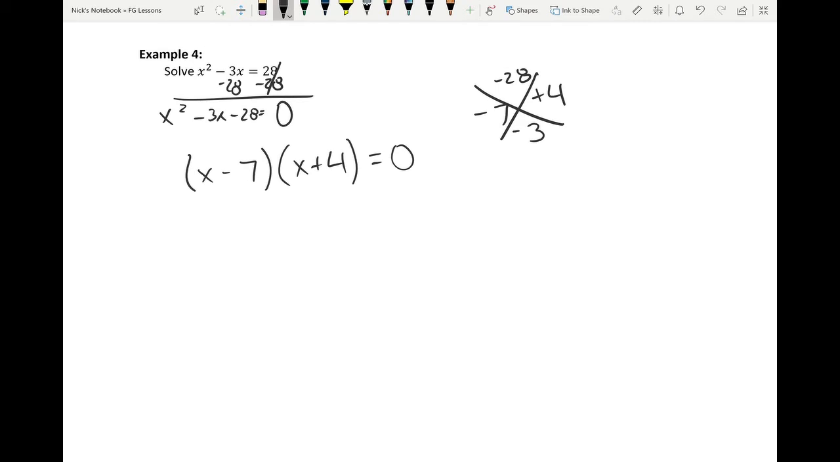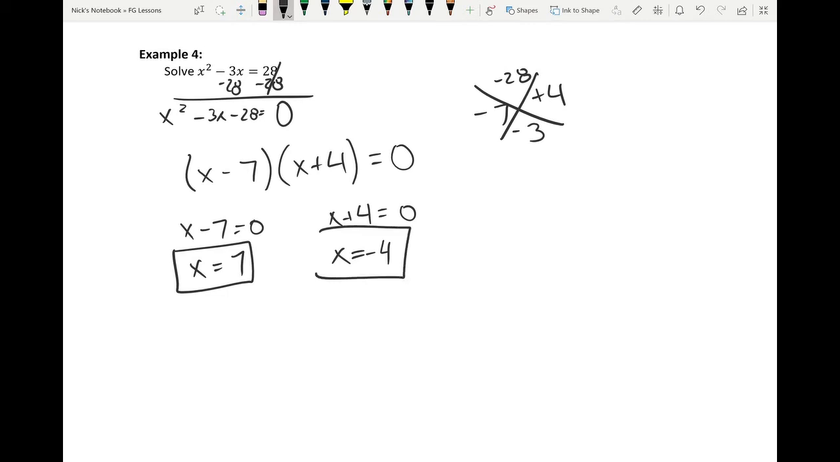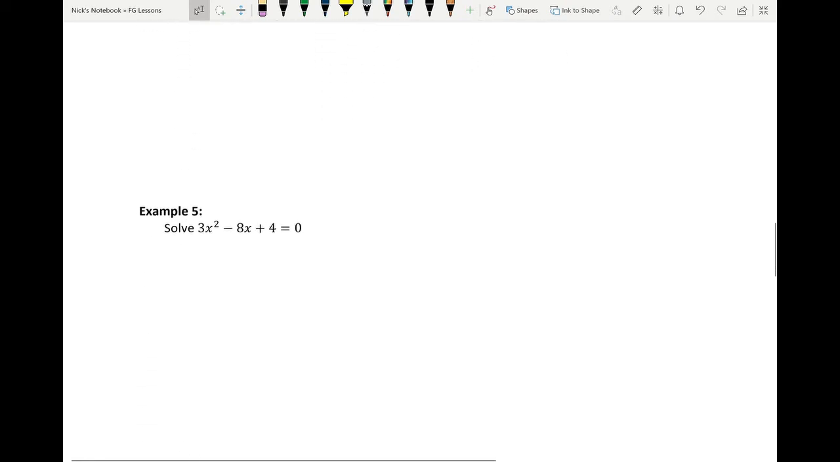All right, so let's use the zero product property, set each factor equal to 0. And then this is easy enough. Take the inverse: we add 7, we get x equals positive 7. We subtract 4, we get x equals negative 4. And that's it. You can always double check, plug it back in. That should give you a pretty good idea of what your answer is supposed to be.